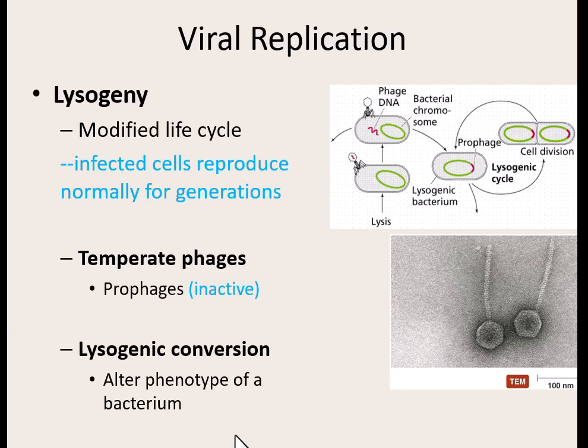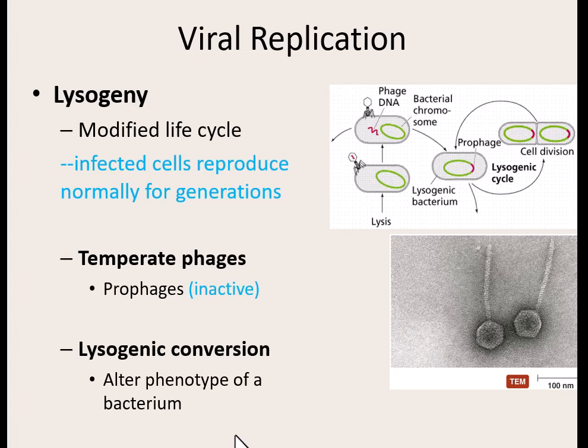And at some point, something will trigger them to go back into the lytic cycle. And they're going to take that viral DNA and make all the parts and assemble all the parts. And you've got lots and lots of bacteria producing lots and lots of viruses all at once. So it's a modified life cycle. It's like the normal life cycle with a little bit of a pause where the bacteria are just going to reproduce.